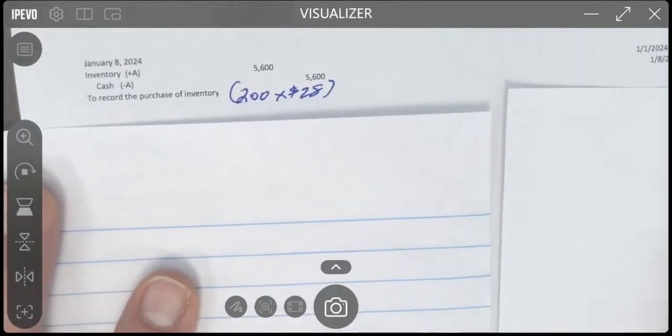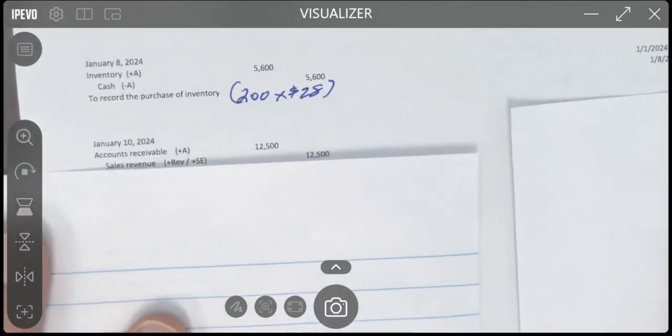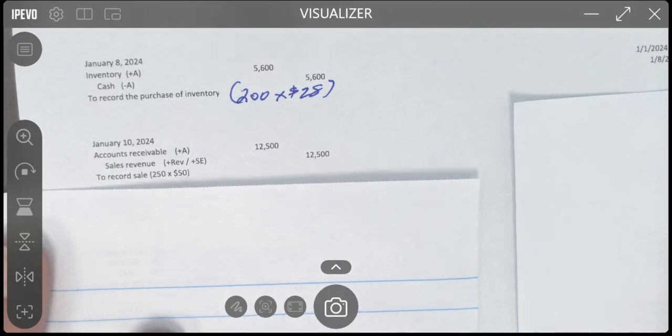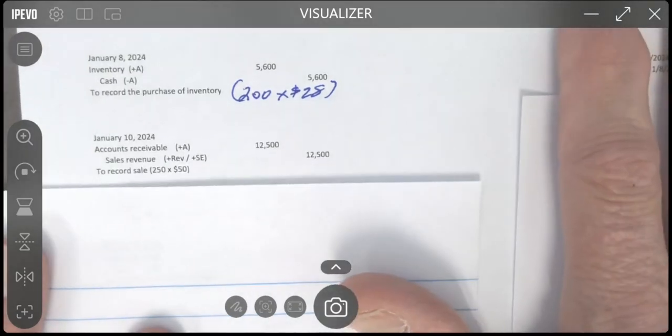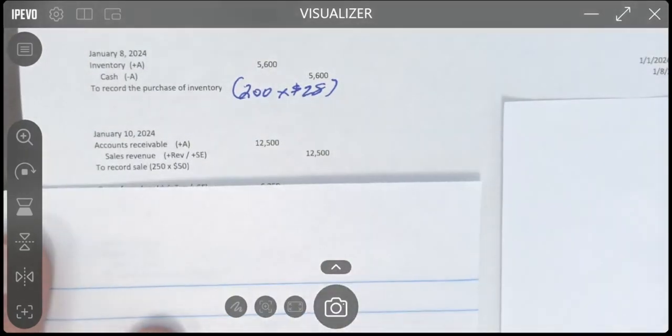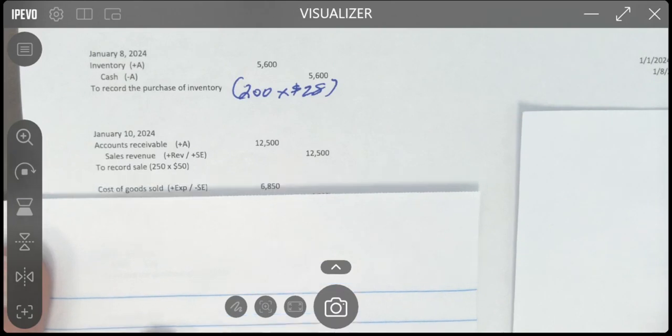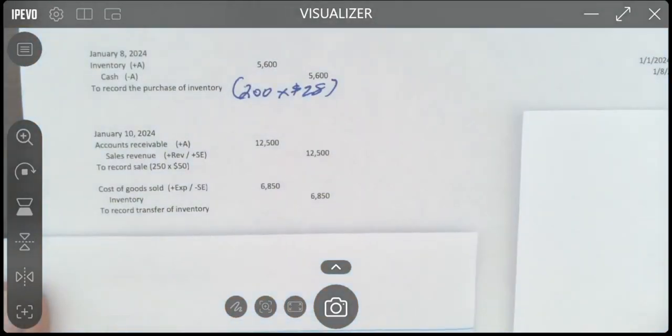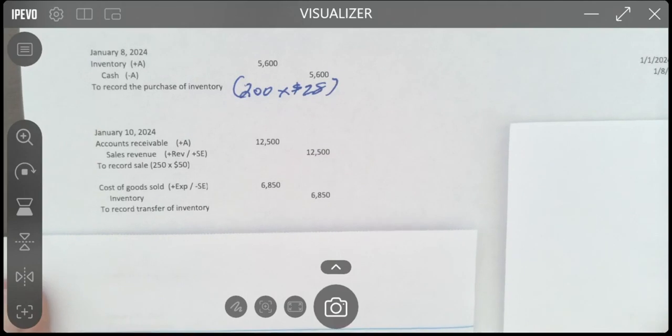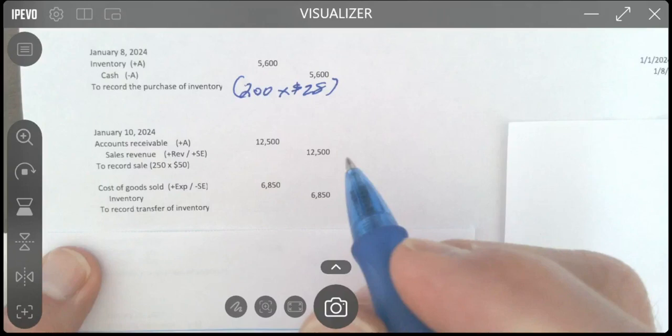All right. A couple days later, we sell 250 balls for $50 a ball. Remember, it doesn't matter the cost flow assumption for the sale. The sale is at the price it was made at. But we do need to record the cost of those balls sold and the transfer from inventory. And here it is last in, first out.